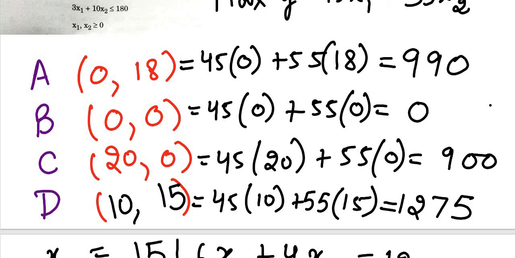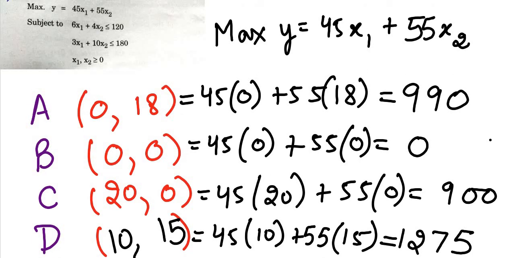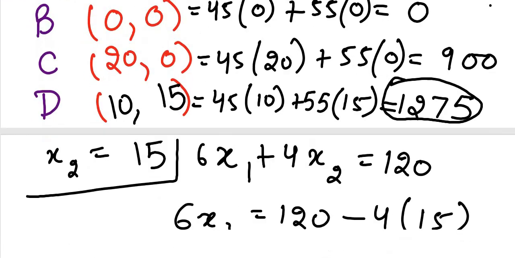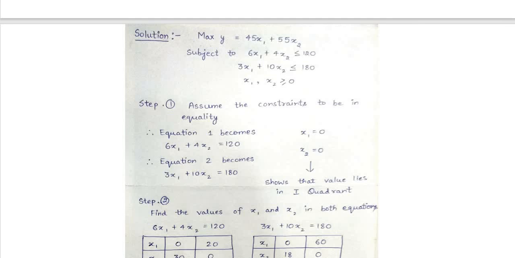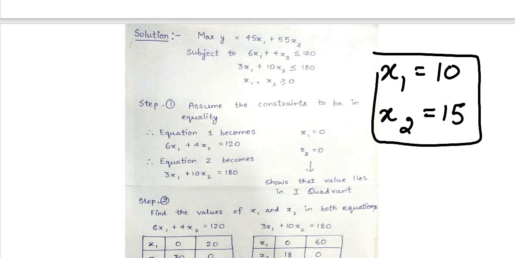So as we can see that we had to maximize y, the maximum value of y is this 1275. So this will be our optimum values of x1 and x2. So we get x1 is equal to 10 and x2 is equal to 15 as optimal values of x1 and x2. So guys, I am presenting here the whole solution. You can take the screenshot or you can pause the video and write the whole solution also. Just keep on going like this.